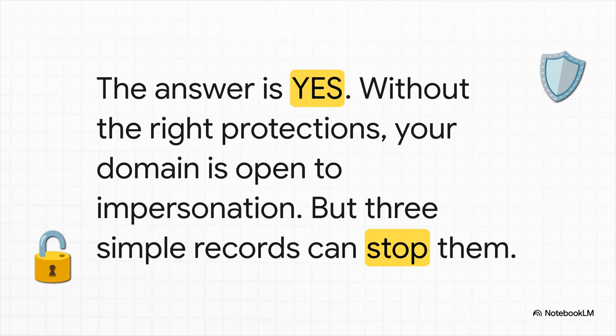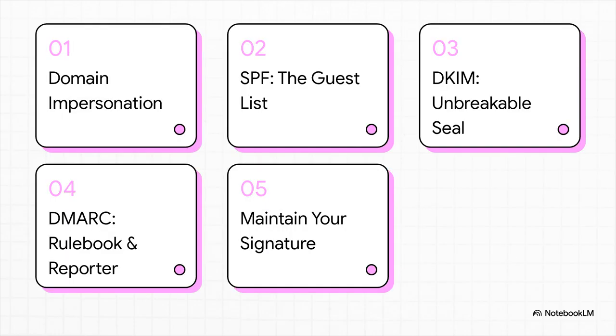But here's the good news. There's a powerful trifecta, just 3 simple text records you can set up that will slam that door shut for good. So here's our game plan for this explainer. First, we'll get a handle on the domain impersonation problem. Then we'll break down our 3 heroes, SPF, DKIM, and DMARC. And finally, we'll talk about how to maintain this powerful digital signature so it stays strong.